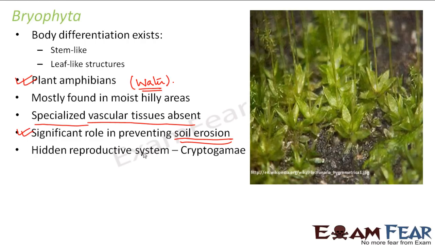They also have a hidden reproductive system, and that is why they are known as cryptogamy. Crypto is hidden and gamy is related to reproduction. Here they do not have any specialized structures like flowers or seeds. No seeds are there, no flowers are there. But the reproductive structures are contained in small inconspicuous structures. So you do not see the reproductive structure openly. For example, in case of flowering plants, we see the flowers. Flowers are the reproductive structure, and they are not hidden anywhere. We can see them, right? But in bryophytes, the reproductive structures are hidden. They are not seen externally. So that is why they are known as cryptogamy.